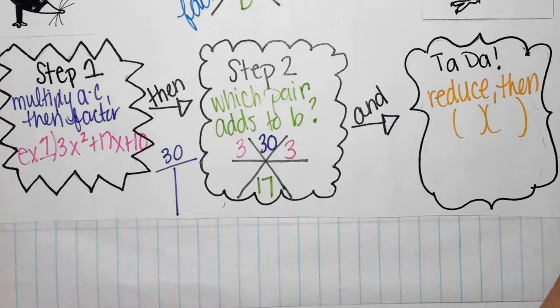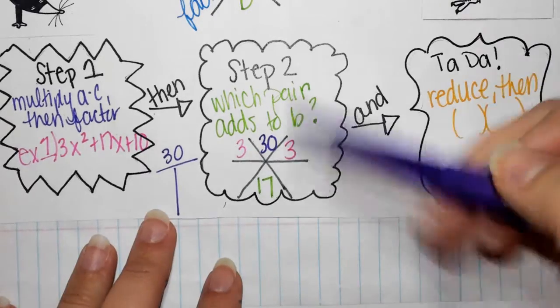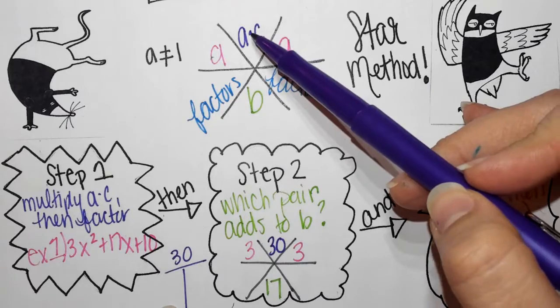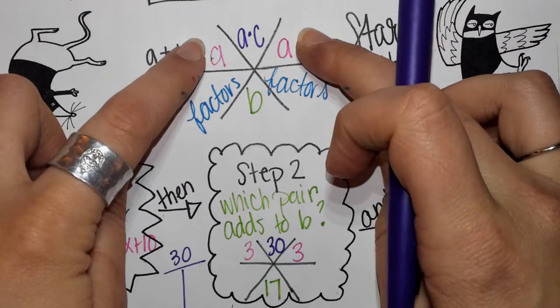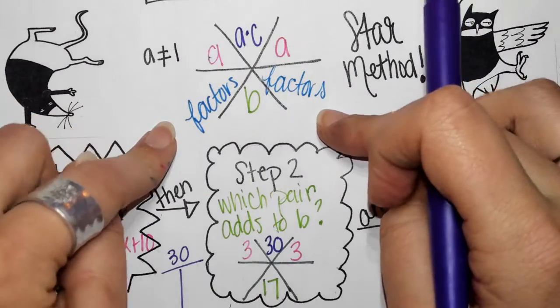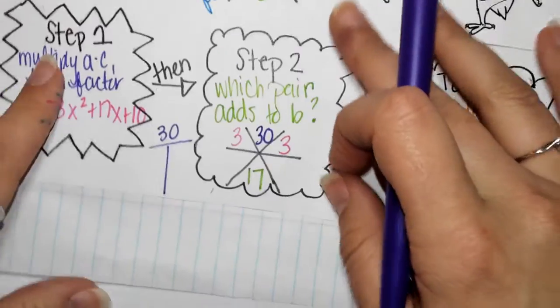Christine: So when we write them, does it matter which one we write in which? Yes. So A times C always goes to the top. B always goes here. And A always goes, no, here. I'm talking about your factors. No, it does not matter which side. Okay, that's a great question.